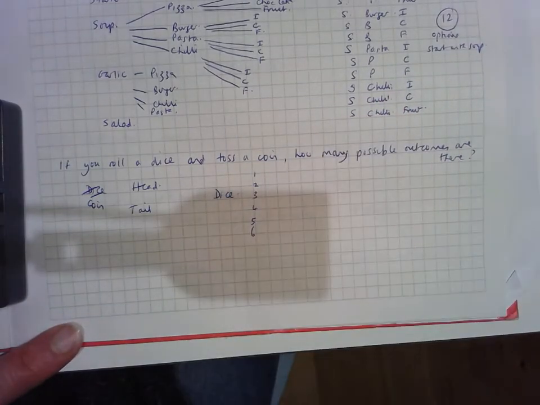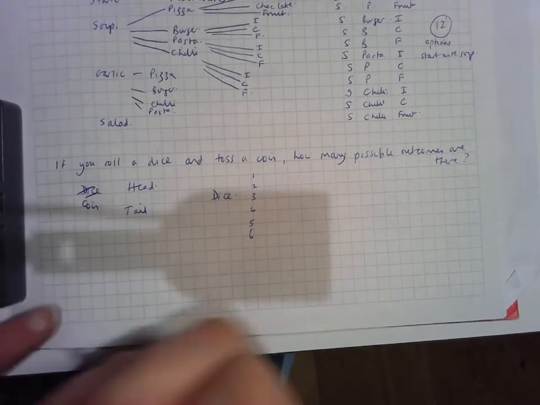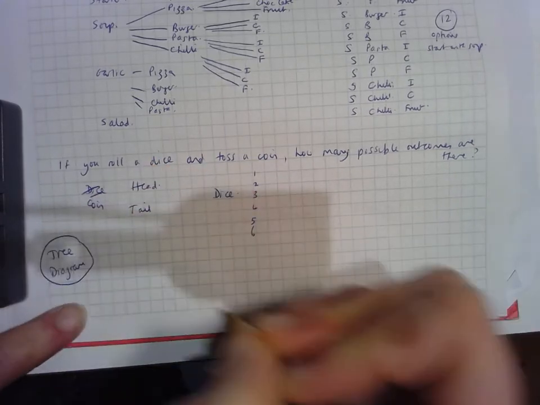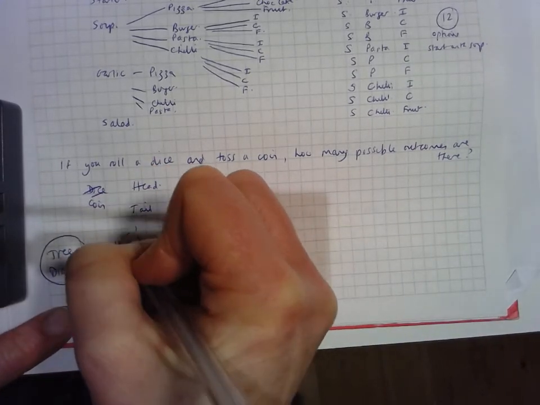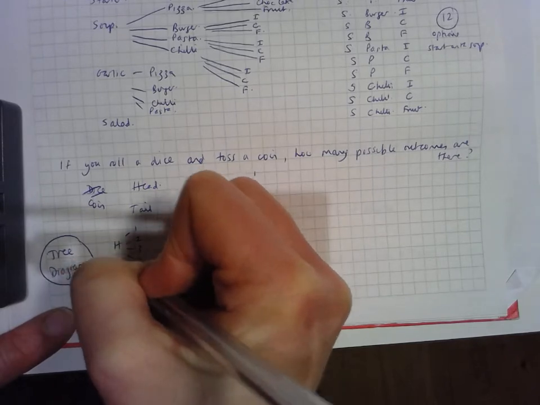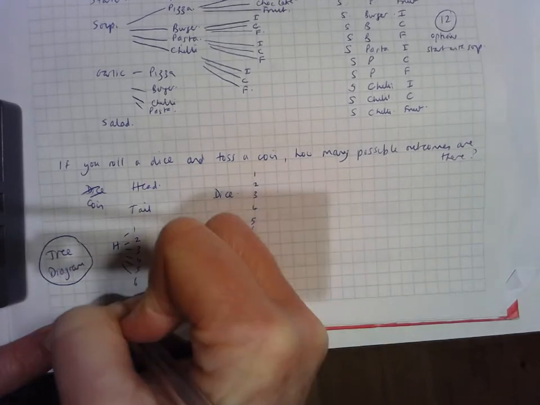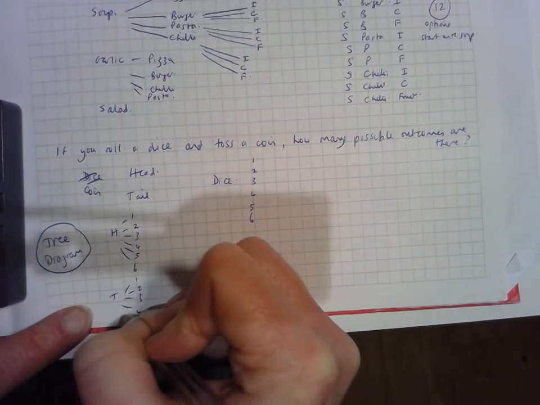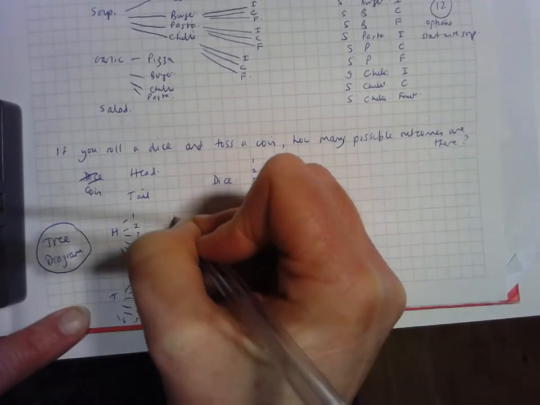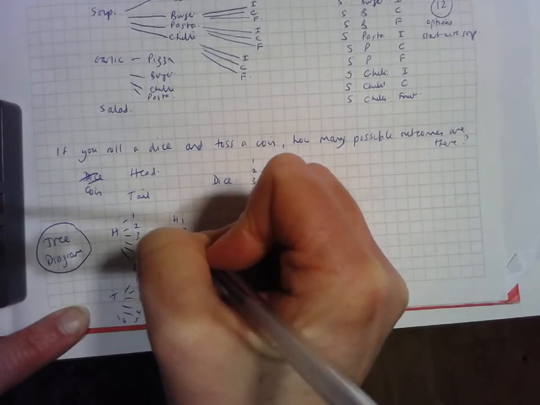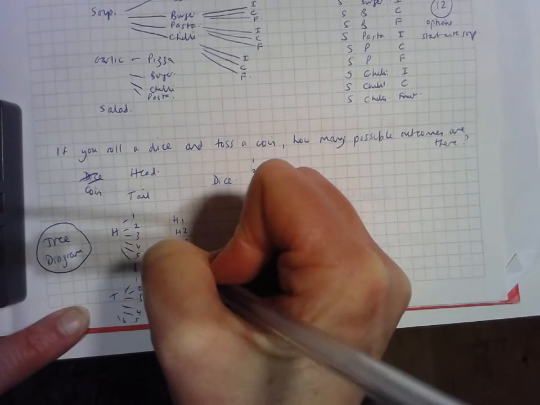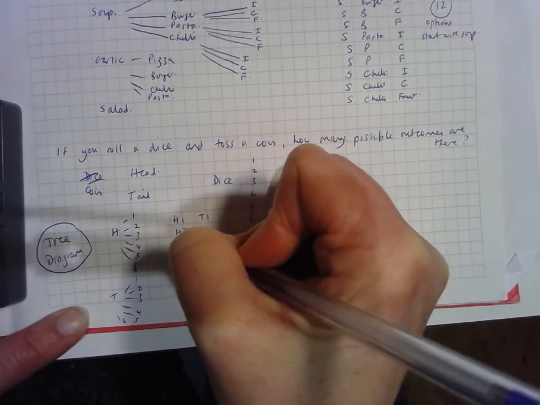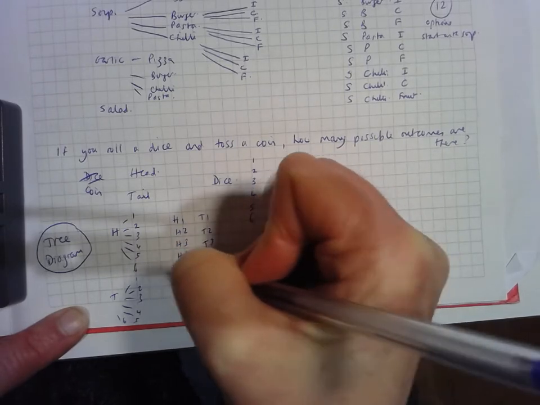We could use a tree diagram for this as well. So we could use a tree diagram, and we could say head 1, head 2, head 3, head 4, head 5, head 6, and tail 1, 2, 3, 4, 5, 6. In other words, we've got a head and a 1, a head and a 2, a head and a 3, a head and a 4, a head and a 5, a head and a 6, a tail and a 1, a tail and a 2, a tail and a 3, a tail and a 4, a tail and a 5, a tail and a 6. So that's one way we could do it.